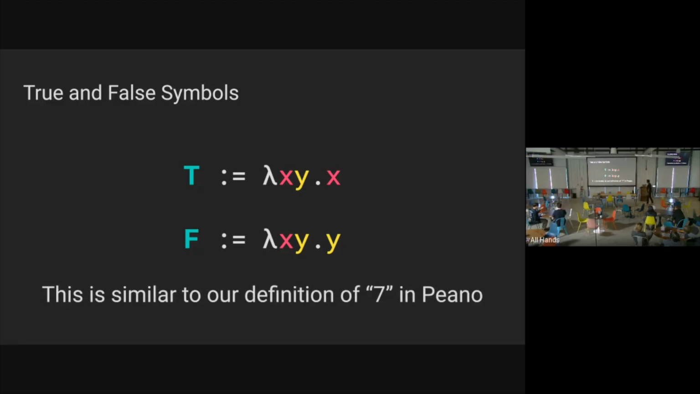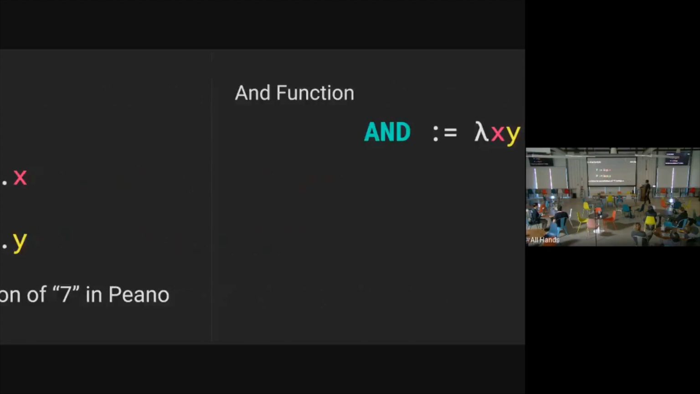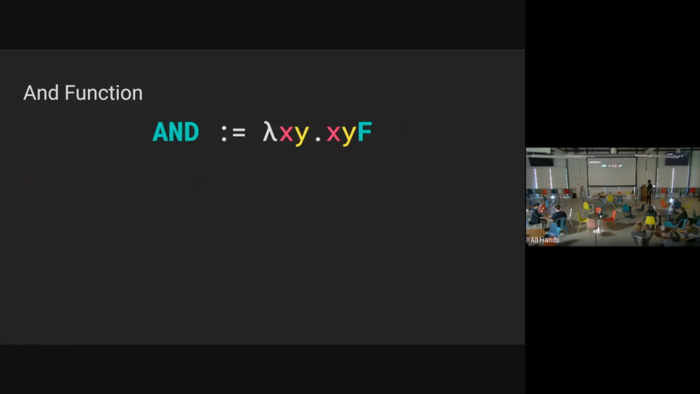Cool. So this is similar to our definition of 7. And from here, now we can sort of build an AND function. Because we have Boolean values, let's see how we can build AND. So this is actually the definition of AND, and we can try it together. So AND applied to true and false. Logically, we know that this should be false.